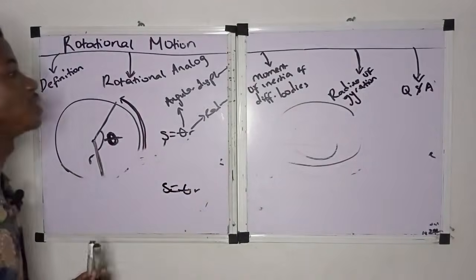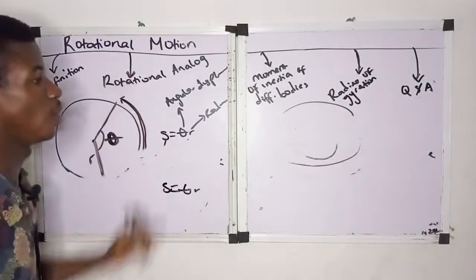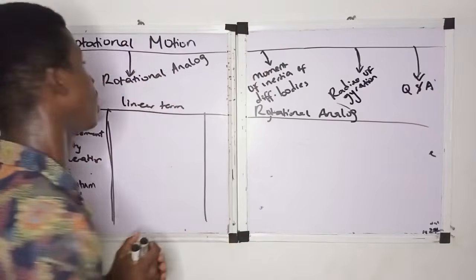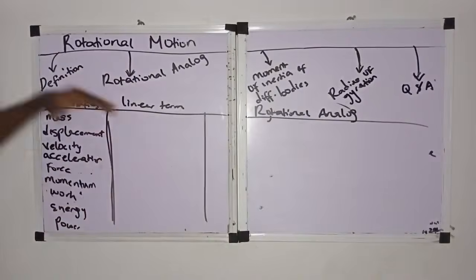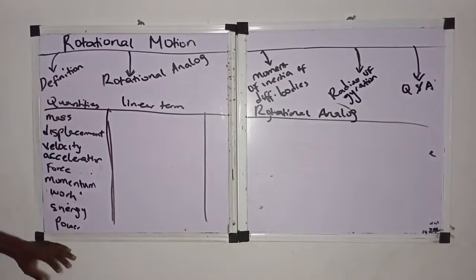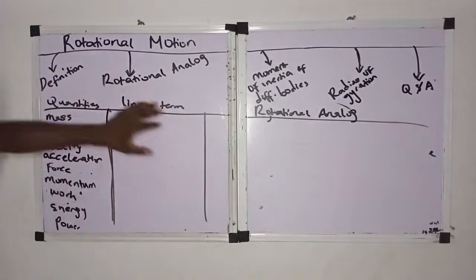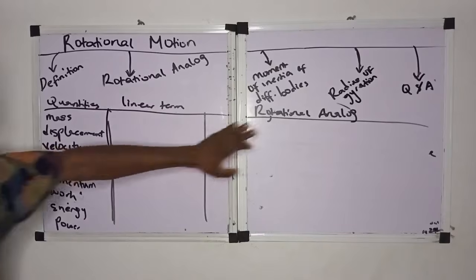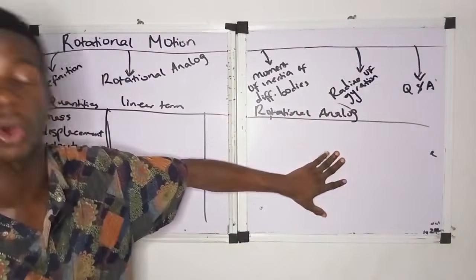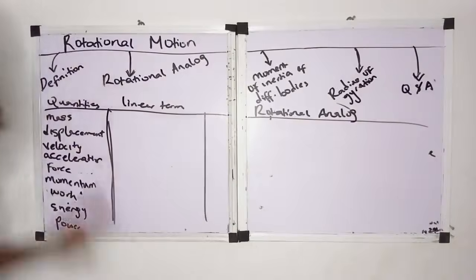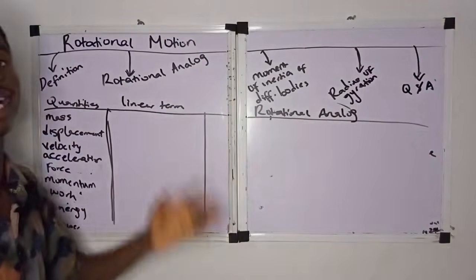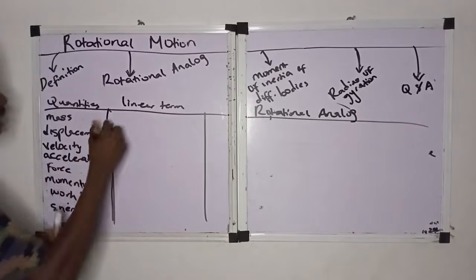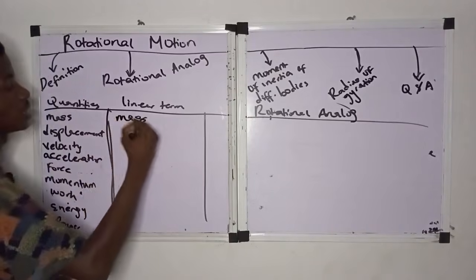Now let's move to the next part, which is the rotational analog. These are the quantities, then their linear terms and their rotational analogs, or rotational terms. So mass is a quantity, right? The linear term for mass is still mass.